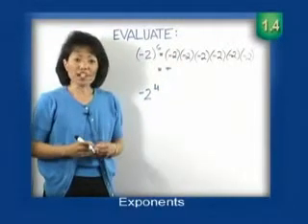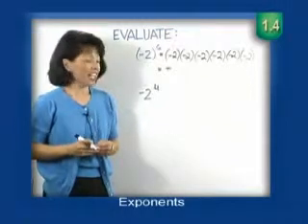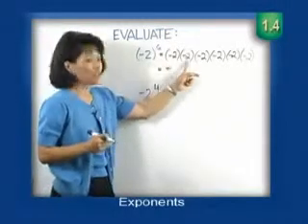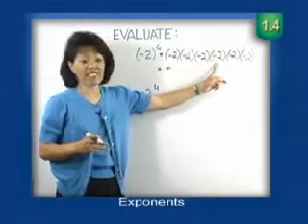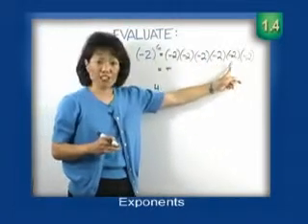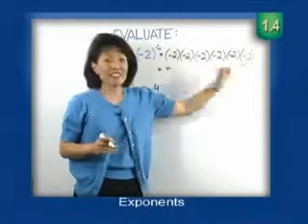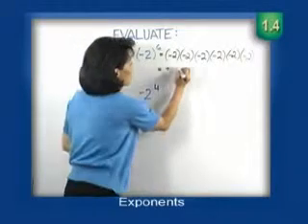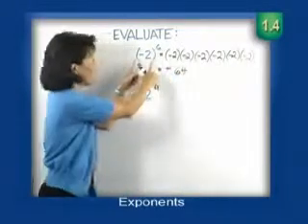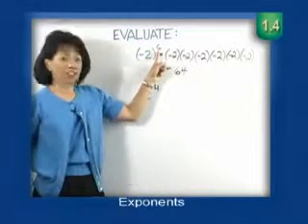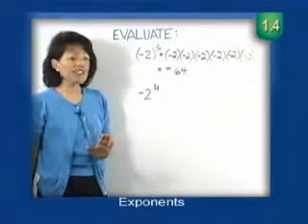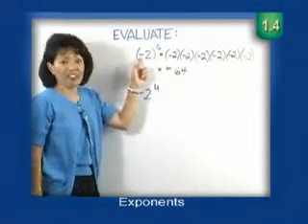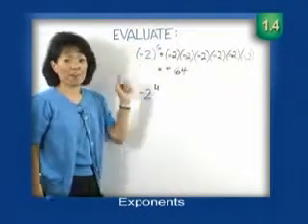And now the rest is just to multiply these two together. 2 times 2 is 4, times 2 is 8, times 2 is 16, times 2 is 32, times 2, 64. So negative 2 in parentheses to the 6th power is a positive 64. And the reason is because the negative is part of our base.